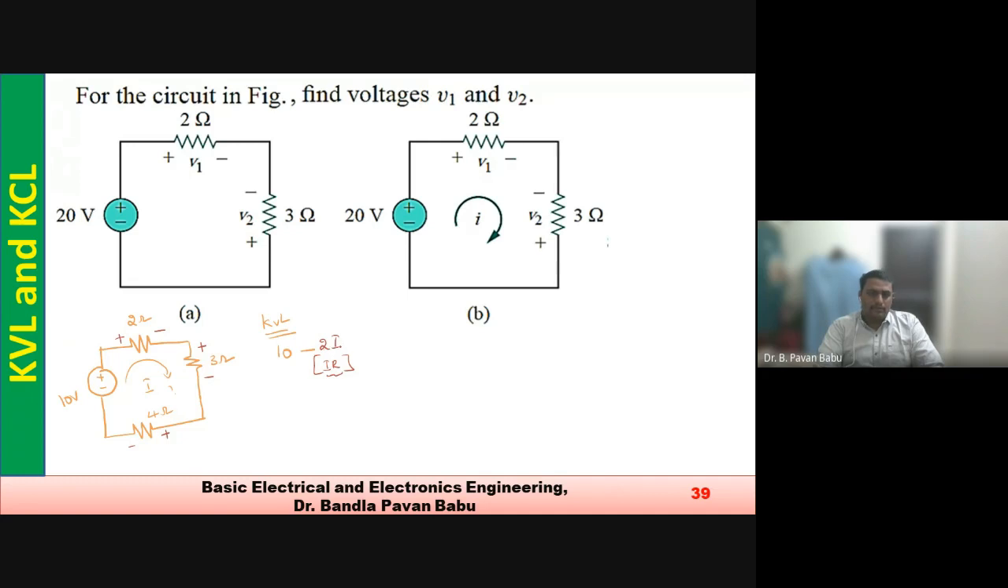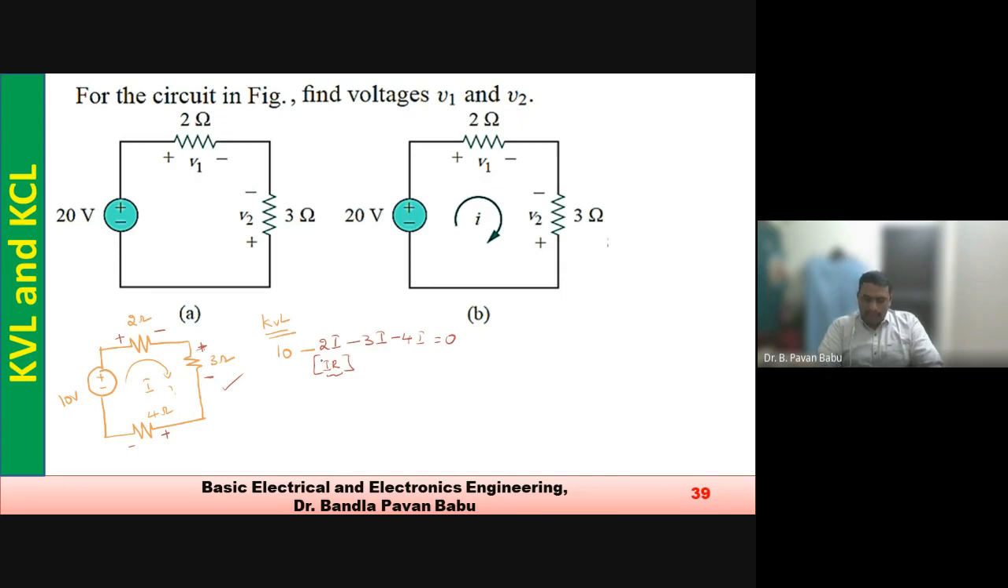So I we don't know, so just simply I'm writing it as I, and the value of R is 2. And coming for this 3 ohms, it is again starting from plus and leaving from minus. So that is minus 3 into again I. Next minus 4 into I is equal to 0.